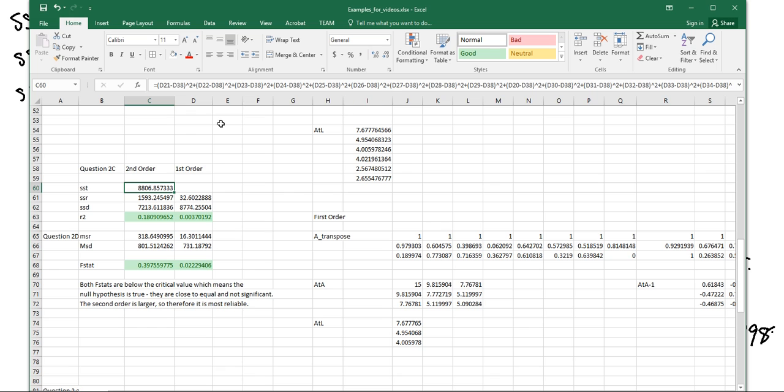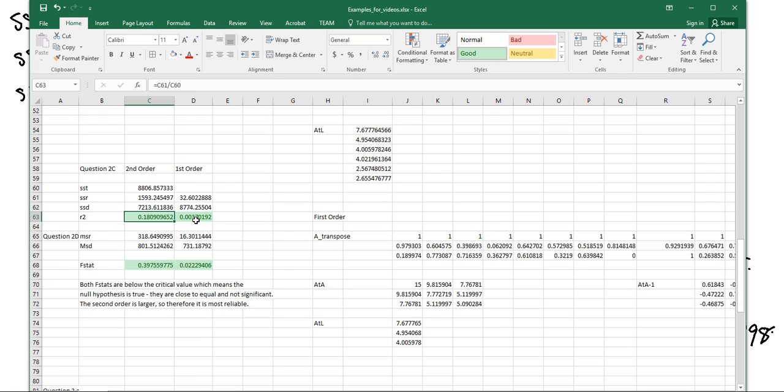Once I had those residuals, I moved down into doing my statistics. So I calculated the SST, and I did it with the SSR for both first and second order. Then I did it with the SSD for both first and second order. And then I calculated my R squared value. I just didn't take it into a percentage at this point because I just said R squared. And then I did my MSR values here. And then I have my F stat.